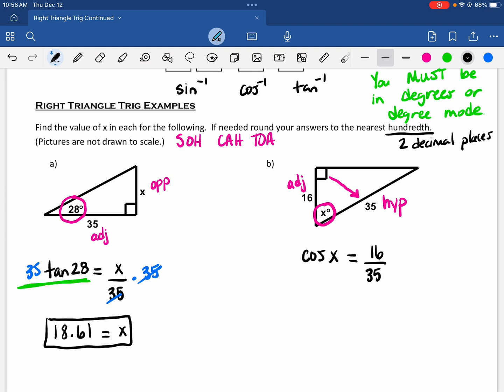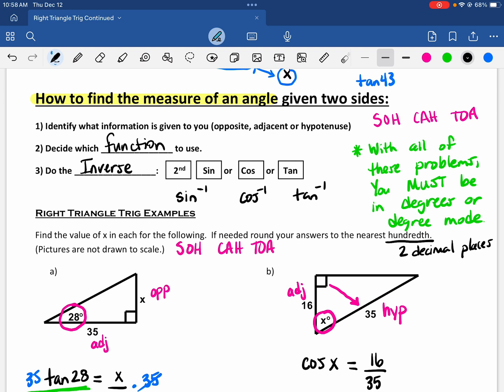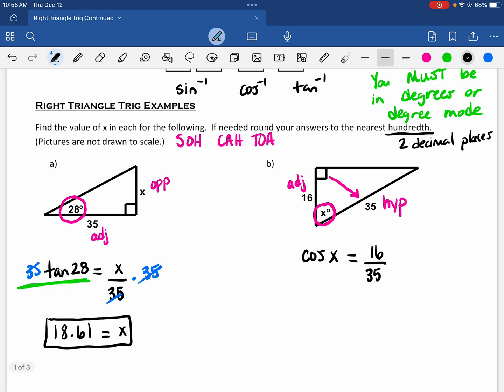If I look at where my x is located, it is my angle. So let's go back up here. How to find the measure of an angle. Decide what function. We already did that. Then it says we have to do the inverse. We have to do the inverse anytime we're trying to find our angle. So I'm going to do cosine inverse of both sides because my function is cosine. On that left-hand side, that cosine inverse and that cosine cancel each other out, leaving us with just an x. And then on that right-hand side, this is what we're going to put in our calculator or Desmos. We're going to put inverse cosine 16 over 35.